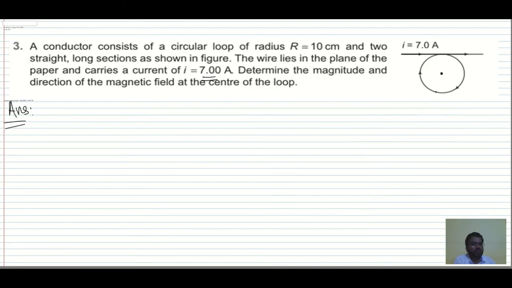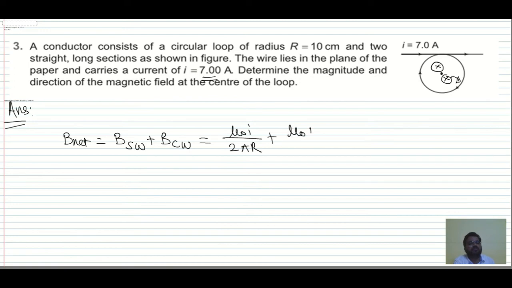So due to this loop, and due to the straight current carrying conductor, the magnetic field will be inside only. So therefore the net magnetic field we have is equal to the magnetic field due to the straight wire plus the magnetic field due to the circular wire. So what is the magnetic field due to the straight wire? It is mu naught I divided by 2 pi r, it is just infinite. And what is the magnetic field due to the circular loop? It is mu naught I divided by 2r.